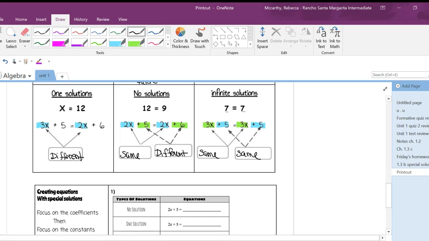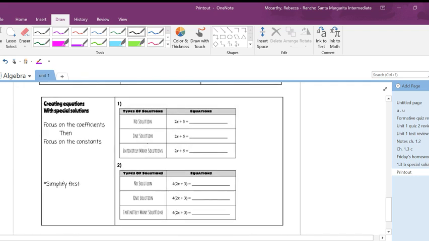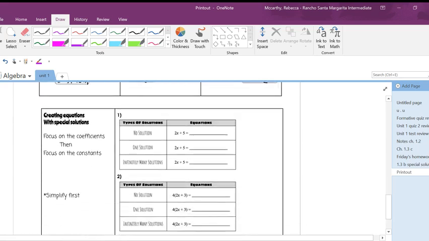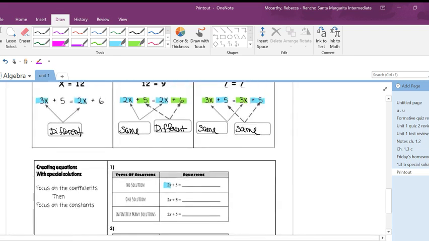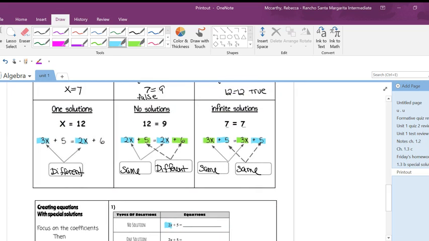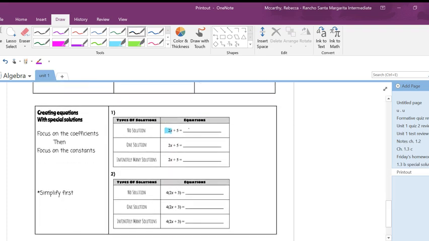Okay. You will be asked to create equations that have no solution, one solution, infinite solution. Use your graphic organizer to help you. So looking at no solutions, I'm going to focus on my coefficients. If it has no solution, I'm going to look up here. This is no solution. My coefficient has to be the same, but my constants are different. So I know this is going to be 2x, and my constants have to be different. So I'm going to put plus 2.